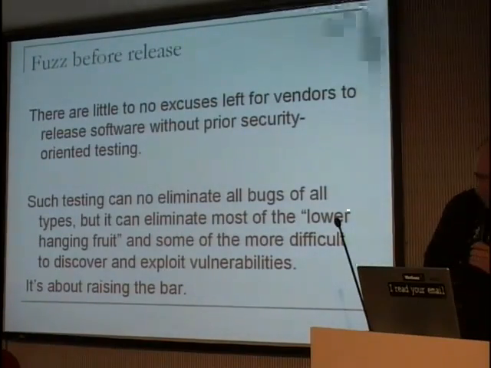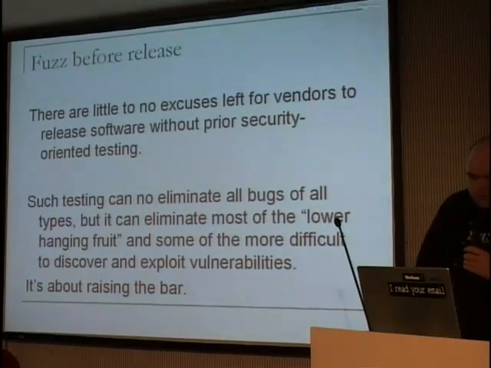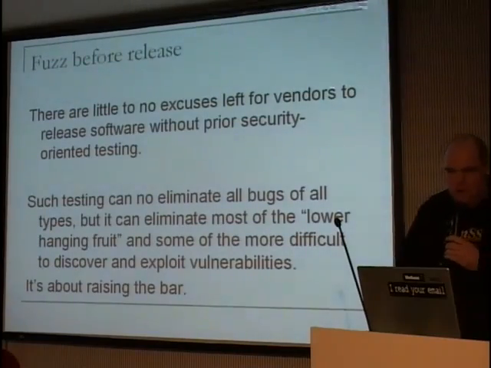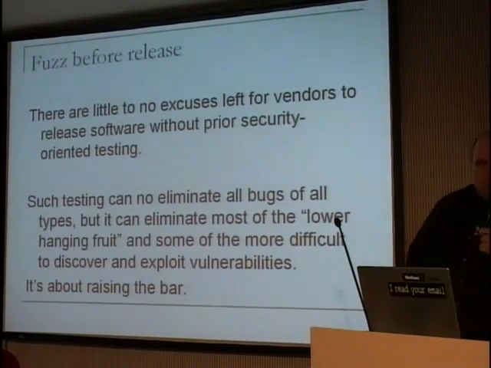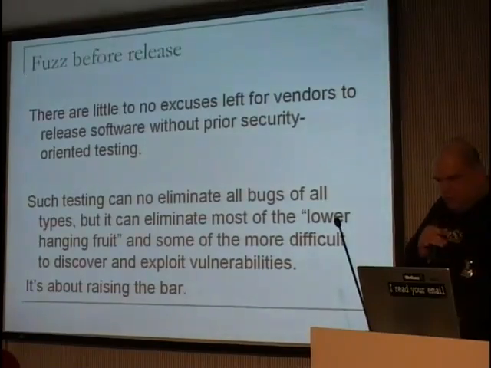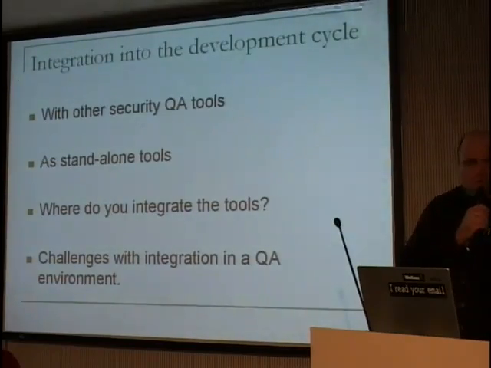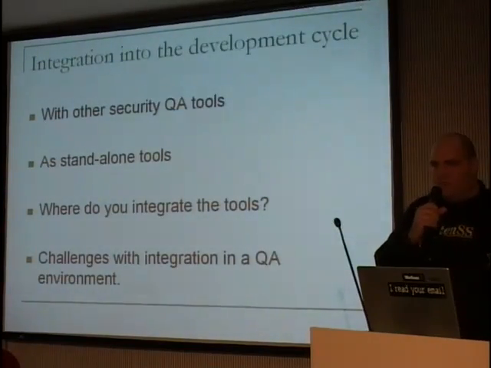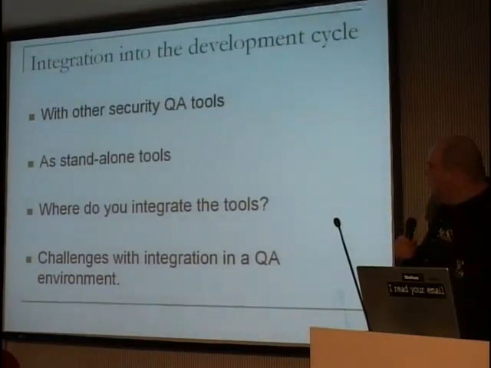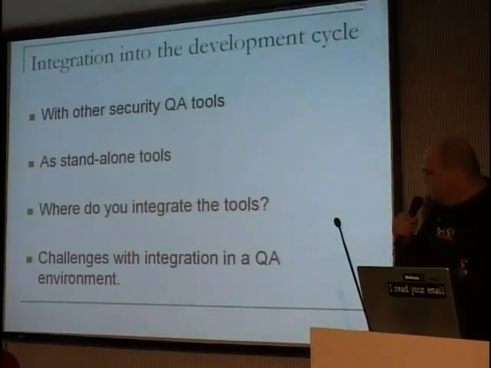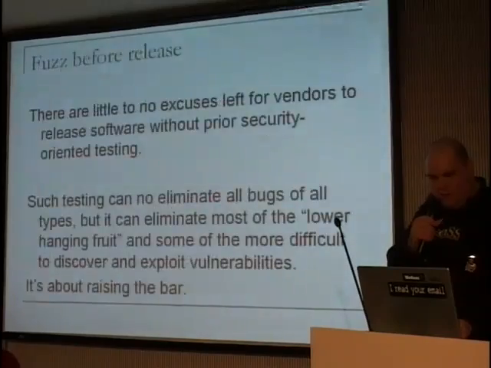Such testing cannot eliminate all bugs of all types, but it can eliminate most of the lower hanging fruit and some of the more difficult to discover and exploit vulnerabilities. It's all about raising the bar. Now, once organizations can actually raise the bar, they will go through all these hoops, which are quite serious for any software development company with more than 3 or 10 developers, and try to integrate the fuzzing. Now, how do we actually do that?